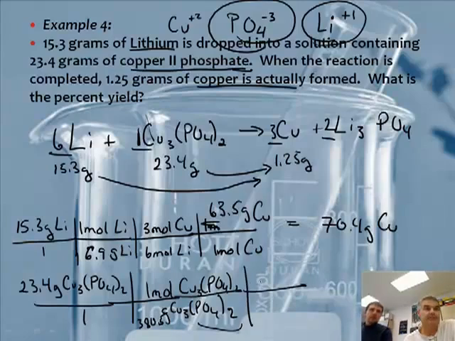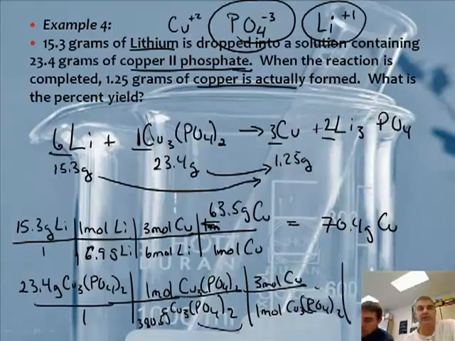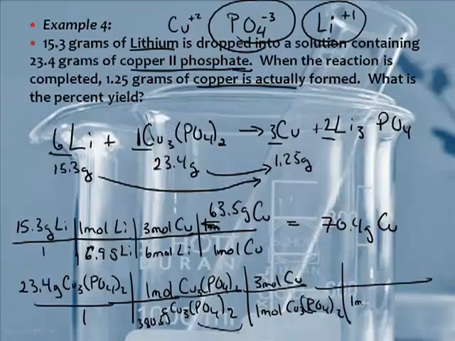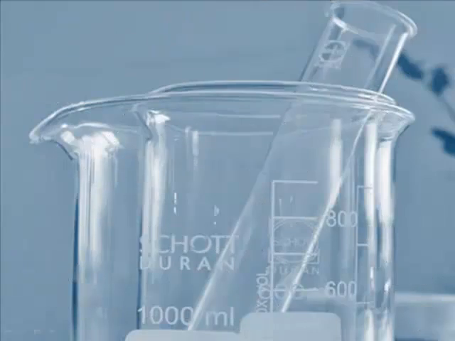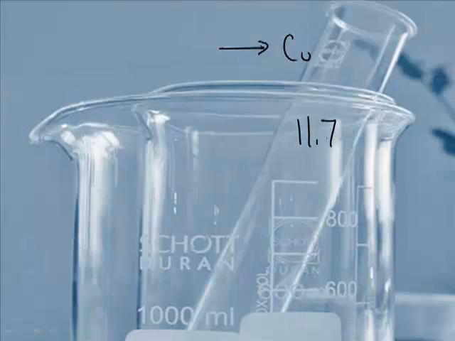And then we're going to say 1 mole of the Cu3(PO4)2 to 3 moles of copper. One more step: 1 mole of copper to 63.5 grams of copper. And this gives me 11.7 grams of copper. The lower number is 11.7. So I'm expecting to make 11.7 grams of copper, because that's the limiting reactant.